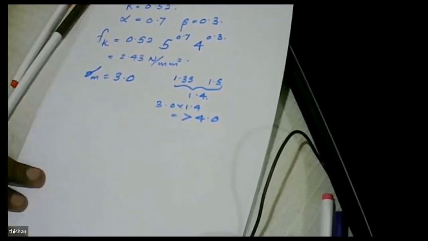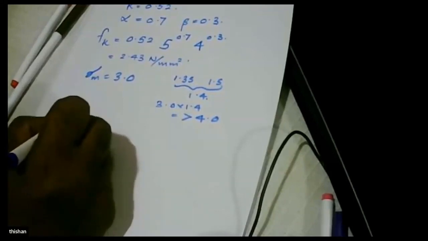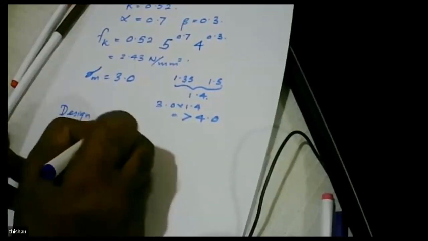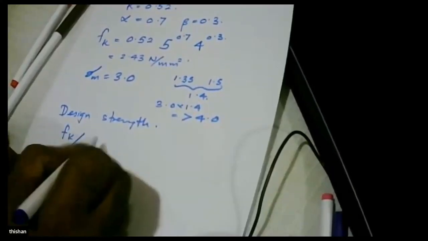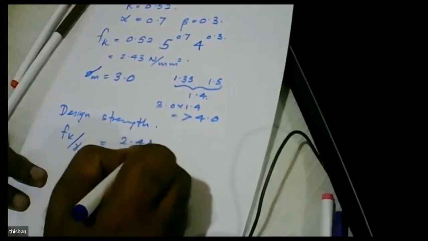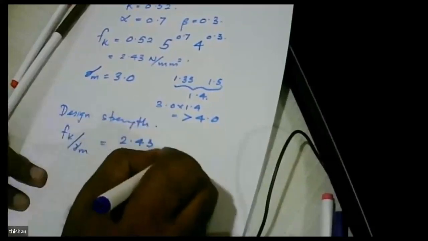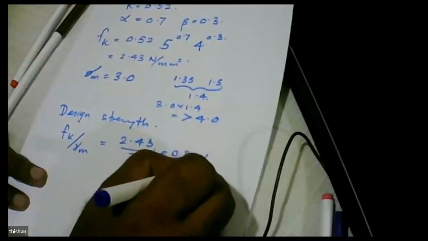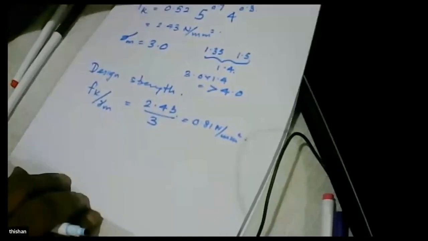So there's nothing much to worry about, right? So let's see. Then if you know the characteristic strength, then the design strength will be Fk over gamma m. So that will be 2.43 divided by 3. So it comes to 0.81. So we have a design strength of 0.81 newtons per millimeter square.